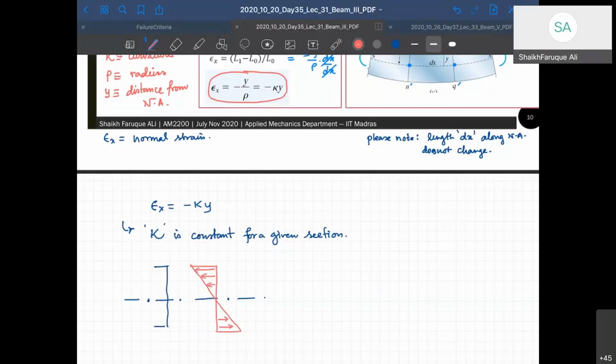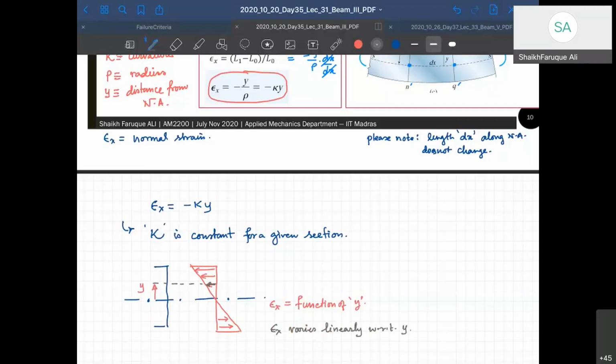This epsilon x is a function of y, right? So this is your y. So at that y, your strain is this. Okay, and it's varying linearly. Epsilon x varies linearly with respect to y.